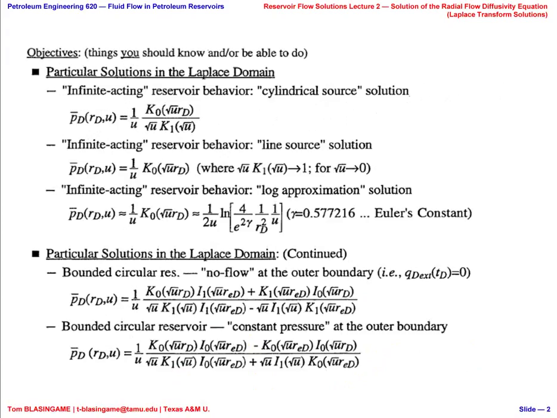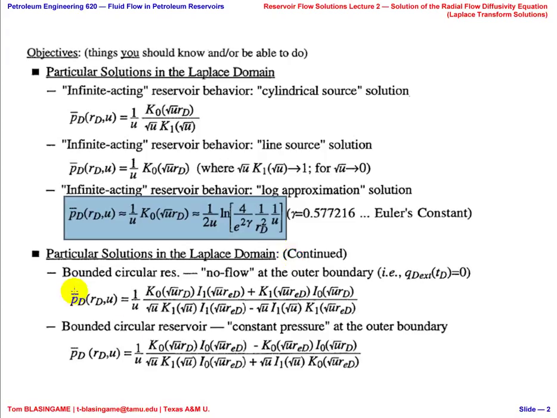And then tonight we're going to derive all these. Yes, I know it's ugly. This is the so-called cylindrical source solution. This is the so-called line source solution. And this is the so-called log approximation to the line source solution. And there is actually another approximation which isn't so good. I remember a paper back in the early 80s where someone used that and got criticized from the editor, saying we have an approximation to an approximation to an approximation, but that was pretty funny.